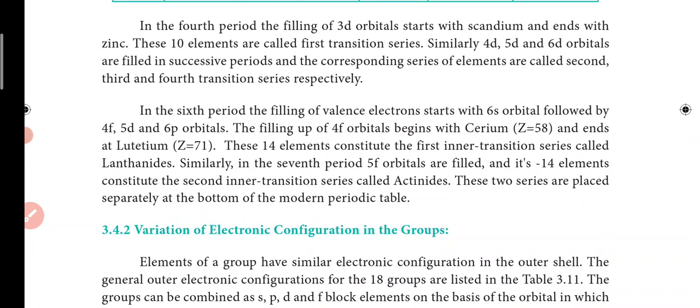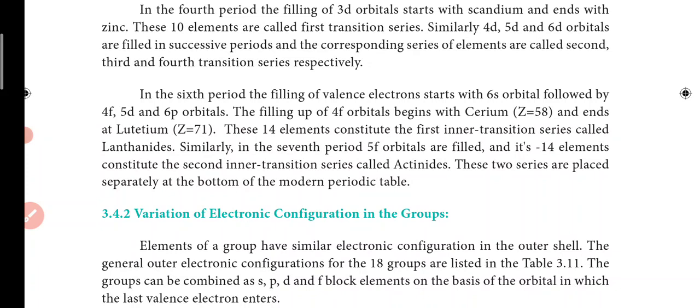In the sixth period, the filling of valence electrons starts with the 6s orbital, followed by 4f, 5d and 6p orbitals. The filling of 4f orbitals begins with cerium and ends with lutetium, and there are 14 constituent elements in the first inner transition series. The f block elements are called inner transition elements. The elements filling the 4f orbitals are the lanthanides, and those filling the 5f orbitals are the actinides.